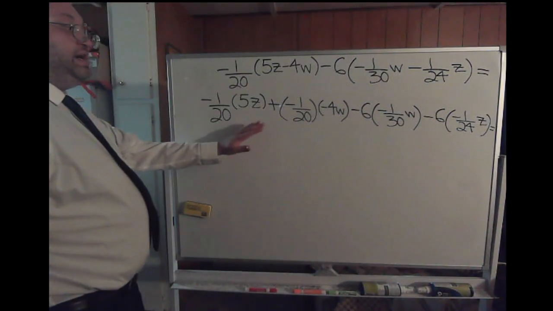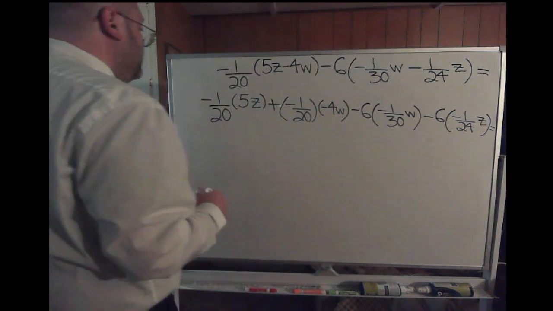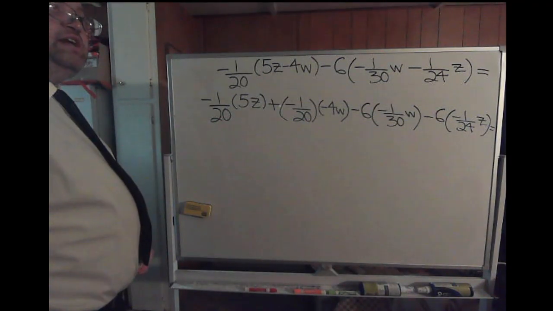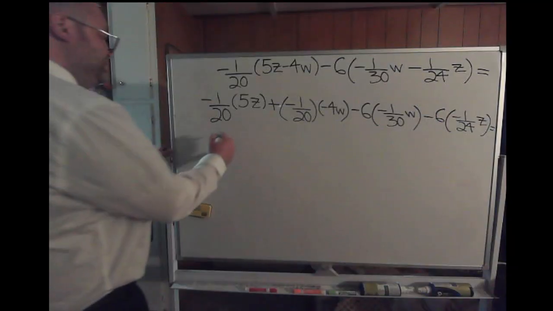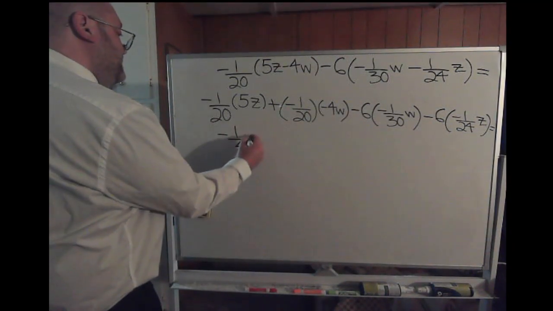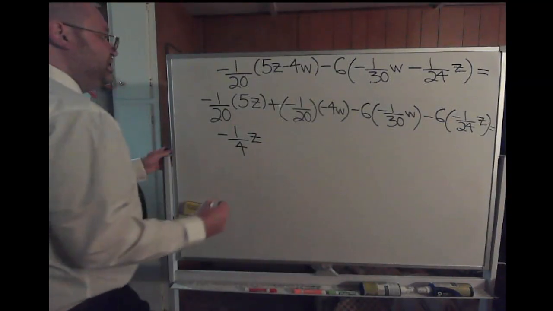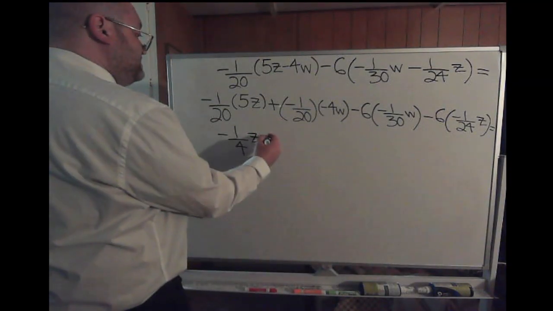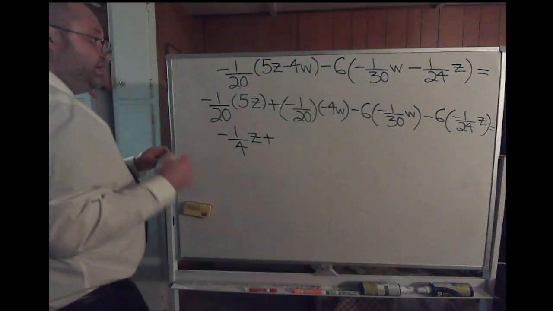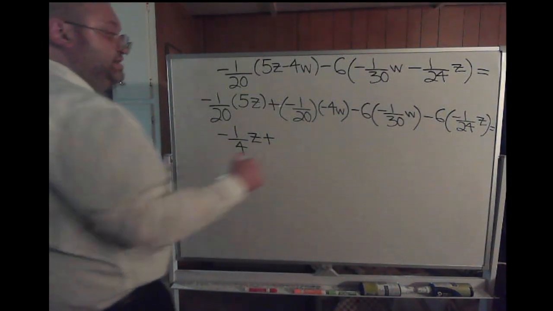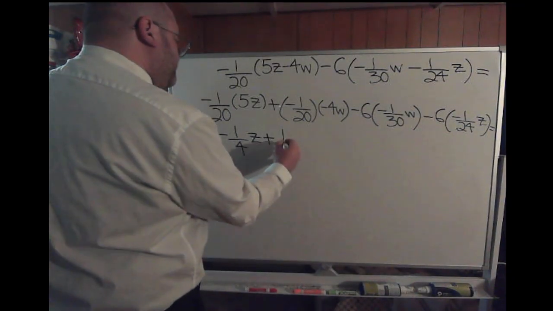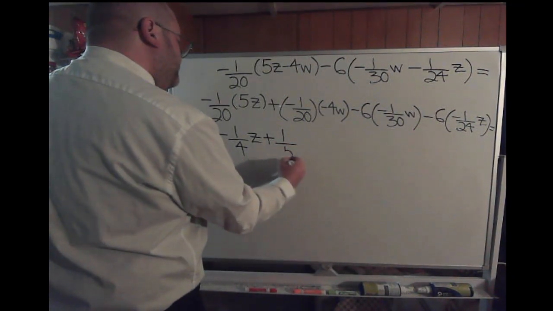Now we got to multiply and do these fractions. So if you take negative 1/20 times 5, that would give you negative 5/20. Well, negative 5/20, that's going to be negative 1/4. You'll get negative 1/4 z plus, now you have negative 1/20 times negative 4. Negative times negative is positive, so you get positive 4/20, which would give you 1/5. So that would give you 1/5 w.